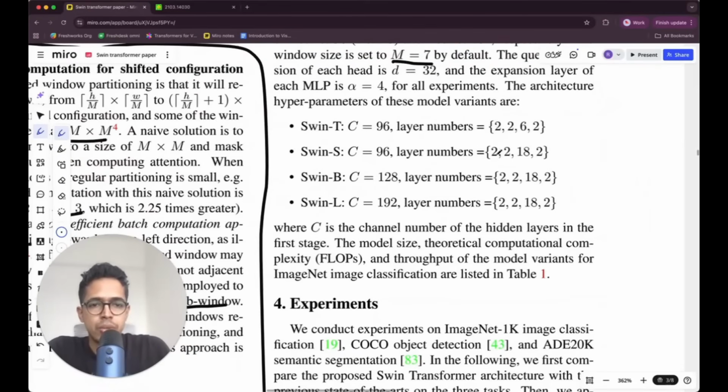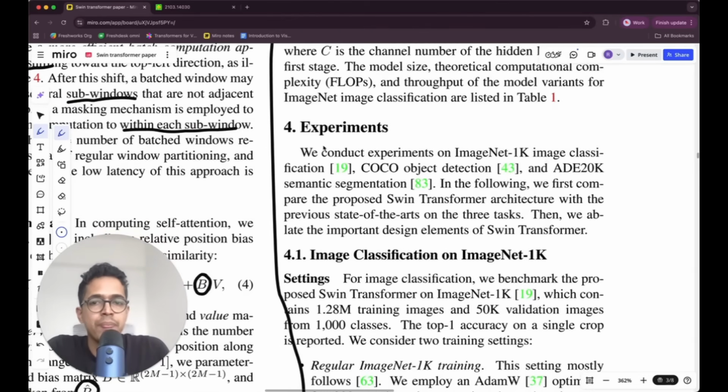Layer numbers {2, 2, 6, 2}, {2, 2, 18, 2}, {2, 2, 18, 2}. It's very difficult for me to say why exactly it is 2262 and why not 2622, or something else. So I guess it's a result of their experiments. I'm sure they have tried many other variations and found out these to be the best. Where C is the channel number of hidden layers in the first stage, the model size, theoretical computational complexity in FLOPs, and throughput of the model variants for ImageNet classification are listed in table 1. We'll look at table 1 when we reach that page.